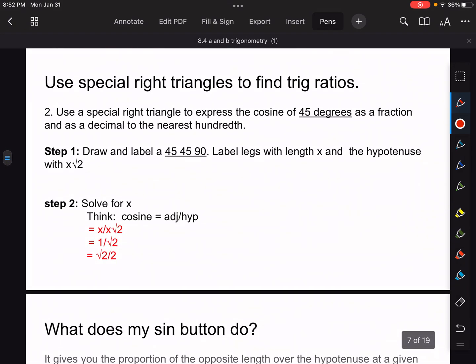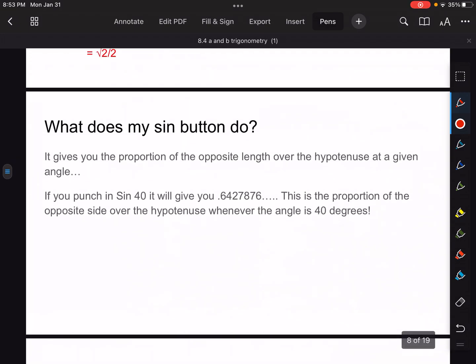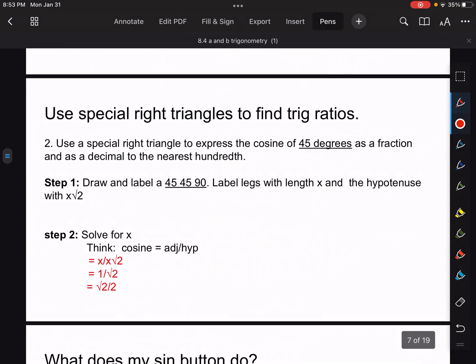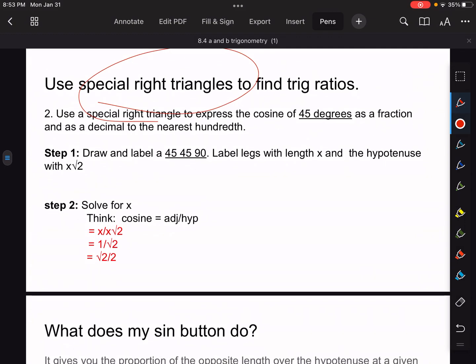Then it says use special right triangles to find trig ratios. It says use a special right triangle, which we learned last time, to express the cosine of 45 degrees as a fraction and as a decimal to the nearest hundredth. Draw and label a 45, 45, 90. Label legs with length x and the hypotenuse with x root 2. Step 2, solve for x. All right, this is kind of confusing unless you're actually going to get in there and do it. So we'll come back to this using your special right triangles for number 2. So don't worry, we'll get back to that.